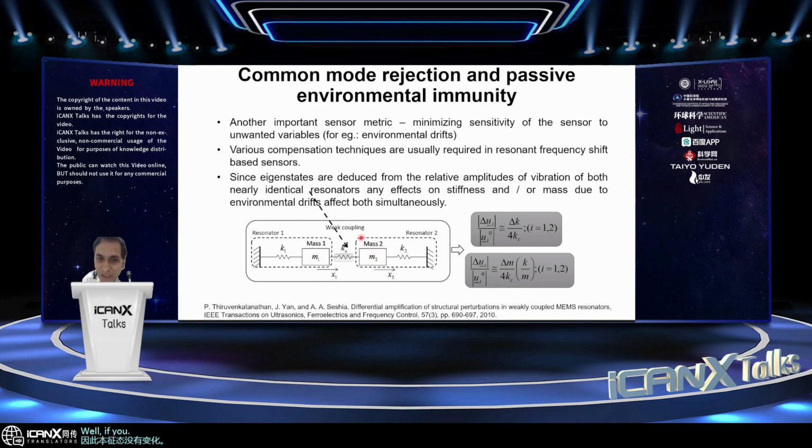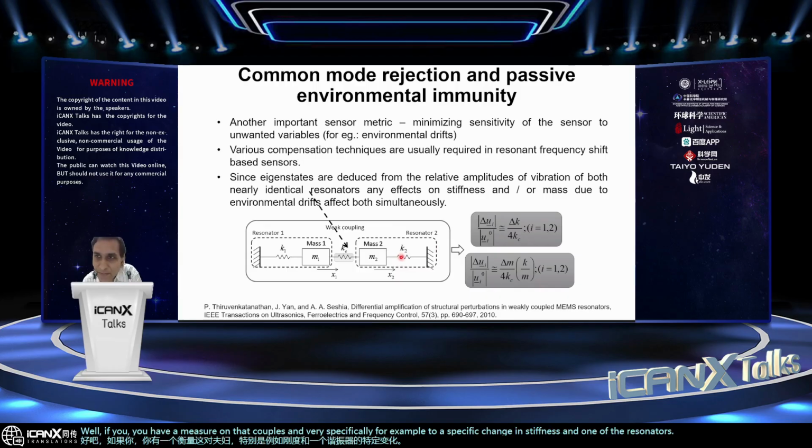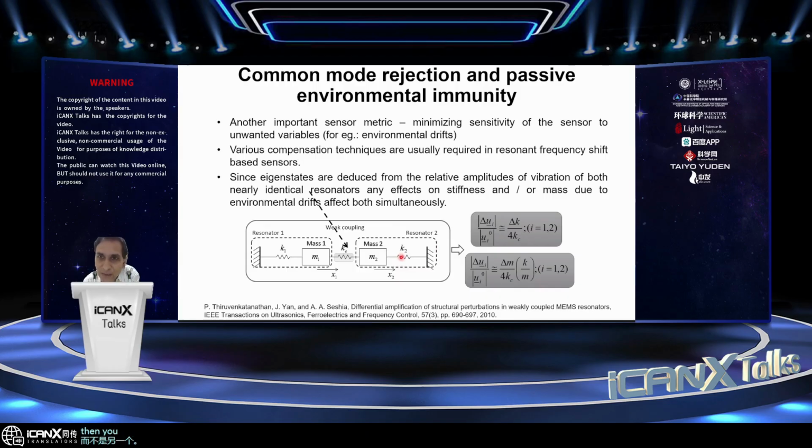While if you have a measurand that couples in very specifically, for example, to a specific change in stiffness in one of the resonators and not the other, then you have a change in the eigenstate, and that then is a selective recorded change to the measurand, as opposed to being compensated for due to temperature and other effects. So in theory, that's all very nice.